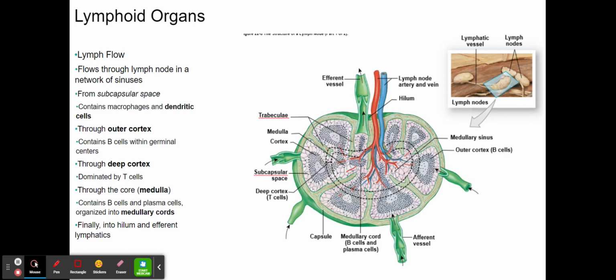Lymph from the afferent lymphatics flows through the lymph node within a network of sinuses, which are open passageways with incomplete walls. Lymph first enters a subcapsular space, formerly called the subcapsular sinus. It contains a meshwork of branching reticular fibers, macrophages, and dendritic cells. Dendritic cells are involved in starting an immune response, and we'll consider their role a little bit later as well. Lymph passes through the subcapsular space and then flows to the outer cortex of the node. The outer cortex contains B cells within germinal centers similar to those of lymphoid nodules.